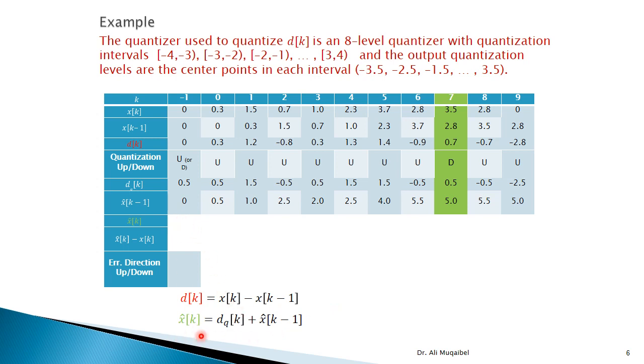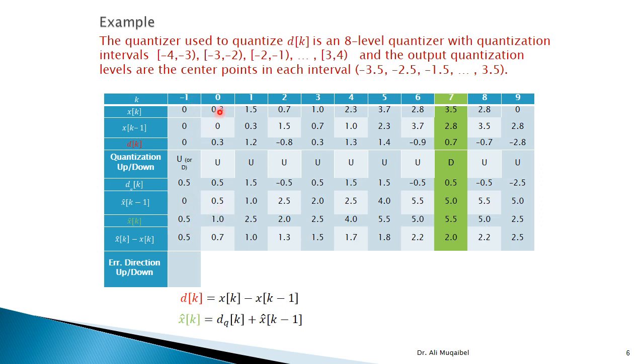According to this formula, these are our previous estimates, and we get the next value by adding the difference to the previous sample. So we get our next values to be 0.5, 1, 2.5, 2, 2.5, and so on. This is our estimate at the receiver, and these are the true, original values. So how do we quantify the error? The error will be our guess at the receiver minus the original value. So 0.5 minus 0, 1 minus 0.3.